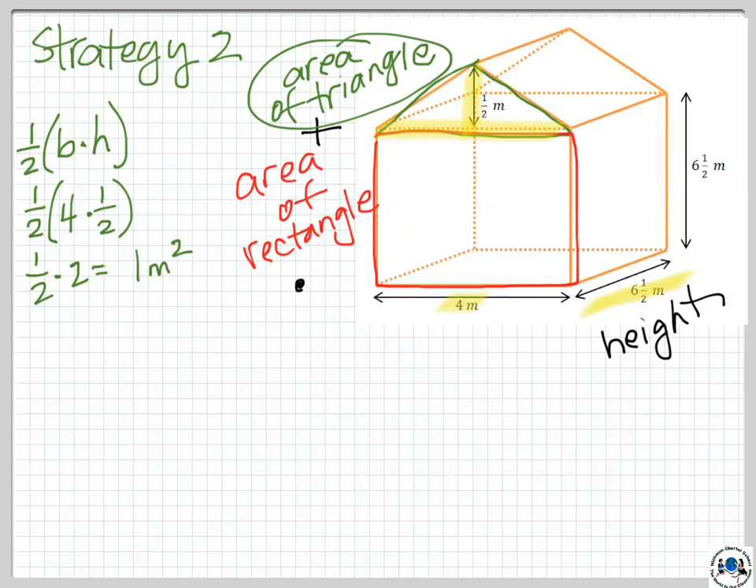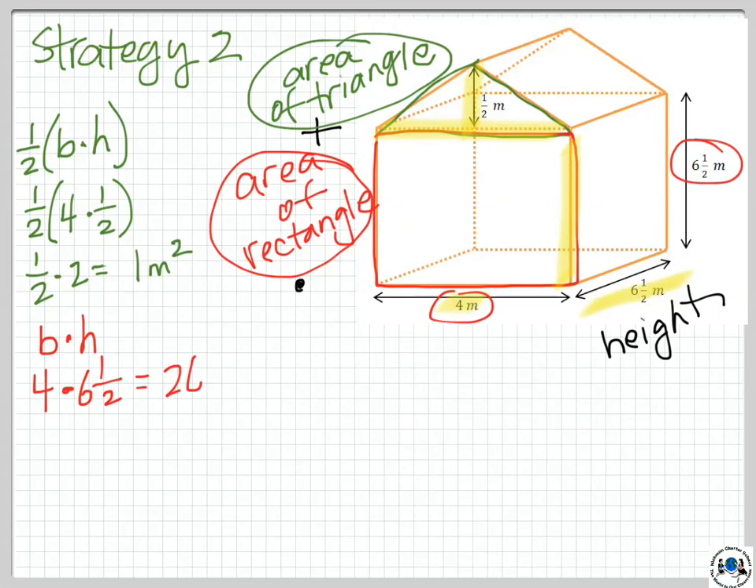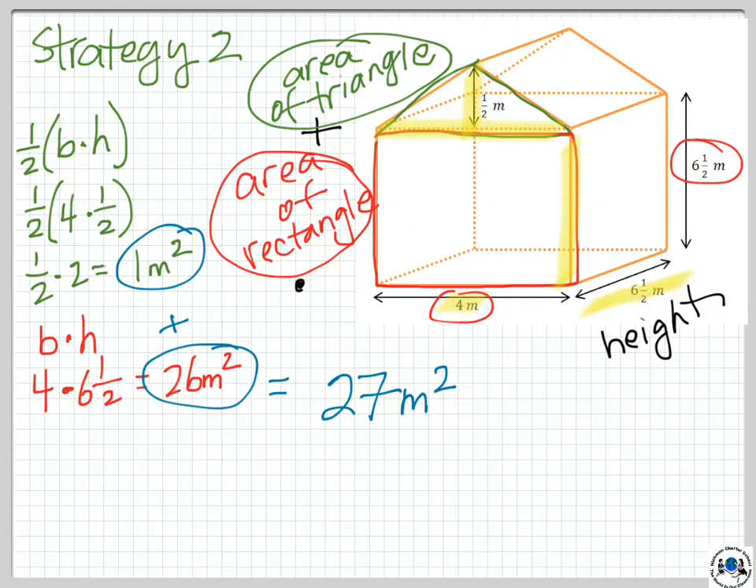Again, the area of our triangle is 1/2 base times height. So 1/2 of 2 is 1, which gives 1 meter squared for the area of the triangular base. The area of a rectangle is very simple, base times height, which is 4 times 6.5, or 26 meters squared. Add those together and you get 27 meters squared.